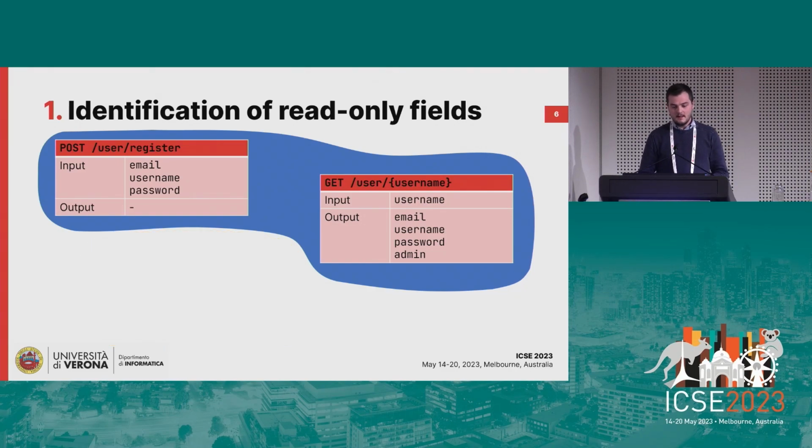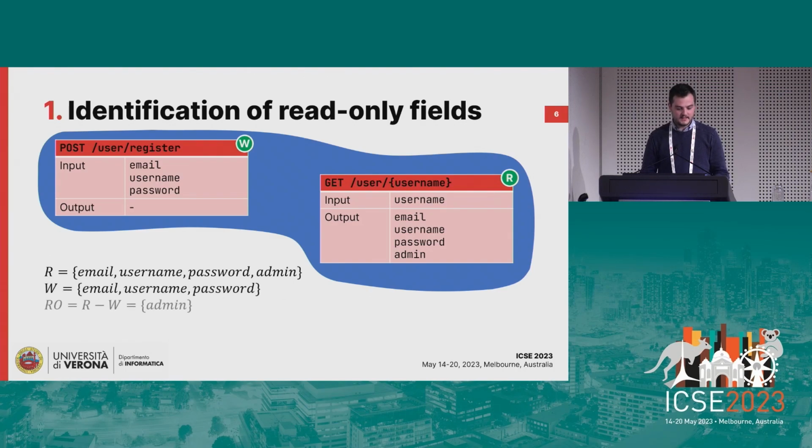After clustering, we classify every operation in the cluster with the semantics of CRUD, whether it writes data or reads it. In this case, the first one writes some data because it's a post operation used to register a new user, while the second one is a read operation because the adopted HTTP method, get, is typically used to read the data. And it's quite easy to compute the read-only parameters in this case with a simple set difference. We can see that the admin parameter only appears in read operations and not in write operations.